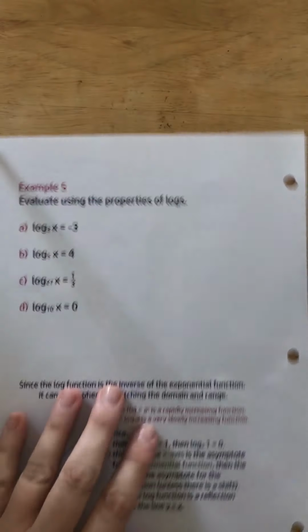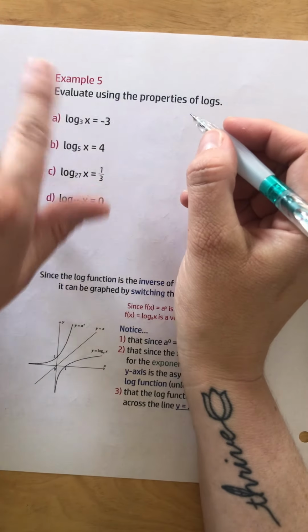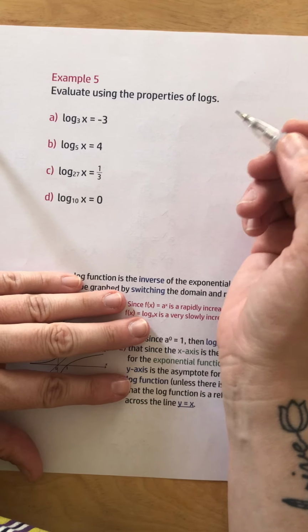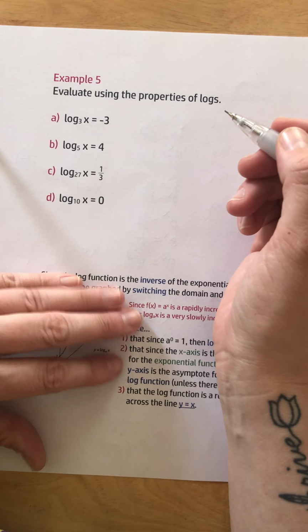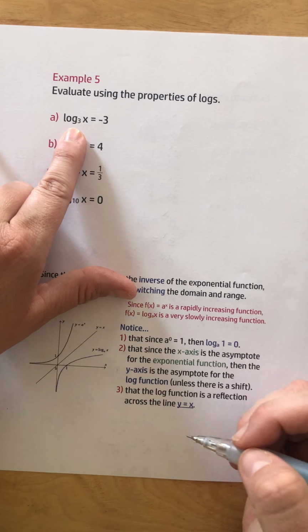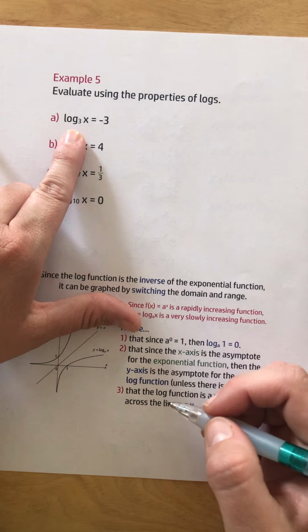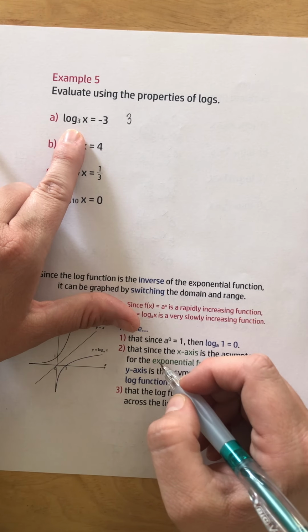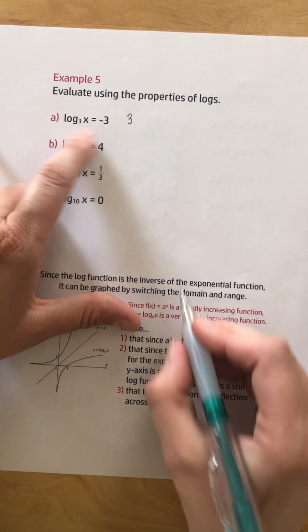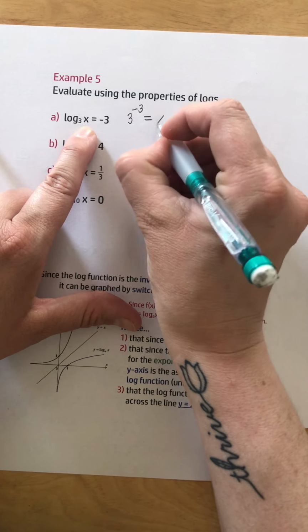All right, last example that we're going to go over today, example number 5. Again, we're going to start it the same way. We're going to take what was written in log form, we're going to turn it into exponential form. So the way I would read this for part A is log base 3 of x equals -3. What's the base? 3. What's the exponent? The answer to the log, which is -3. And then we're going to set that equal to x.